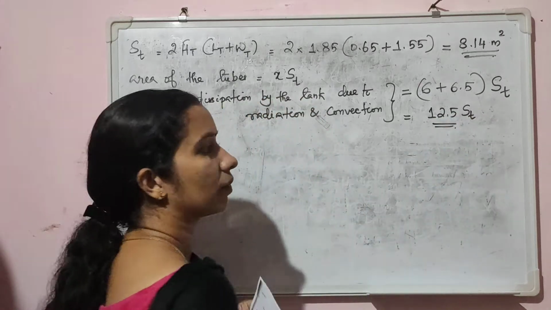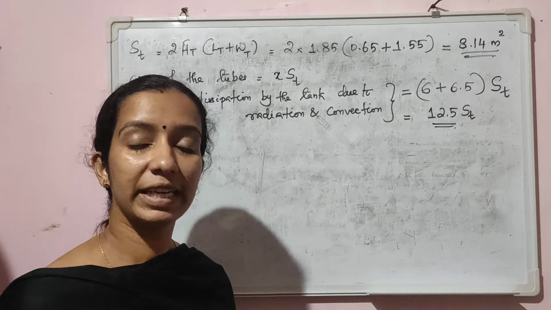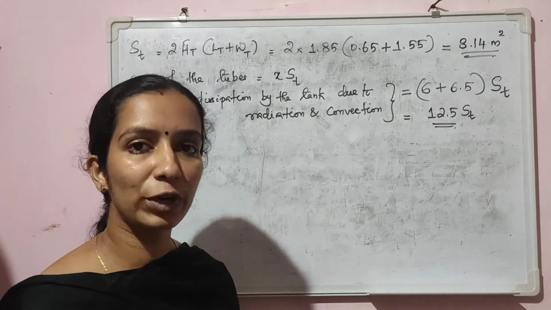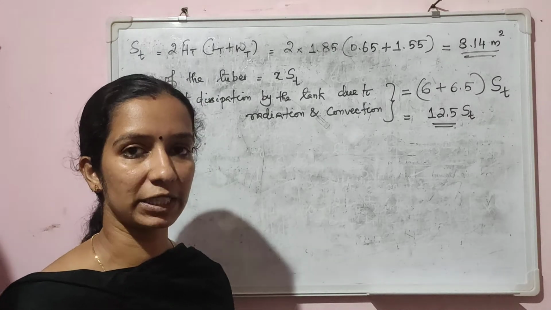Now, so we know that the tubes dissipate heat by means of convection. Oil circulates inside the tube. So the tube dissipates heat by oil convection.